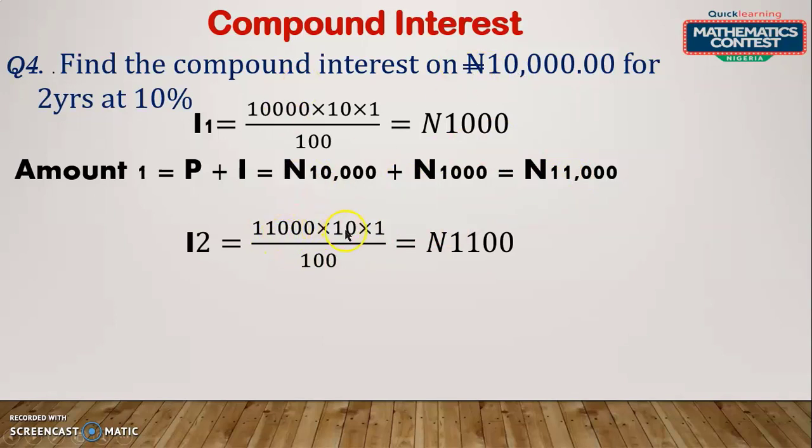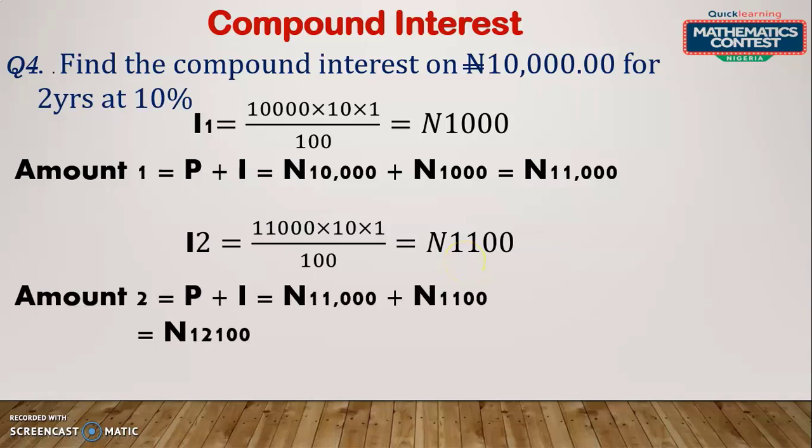11,000 naira times 10 times 1, still times 1 because I'm calculating the interest for a period of 1 year, not times 2. Times 1. I'm calculating the interest for a period of 1 year. So doing this, I'll have 1,100 naira as my interest. So at the end of year 2, the amount I'll be having in my account as it were is the amount I had at the beginning of the year, which is 11,000, plus the interest I had throughout, which is 1,100, and the summation will give us 12,100.